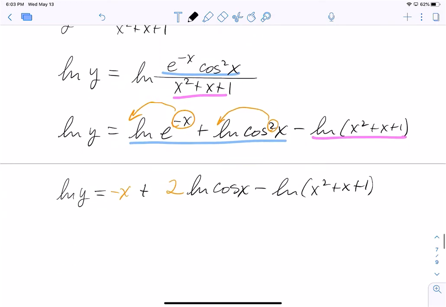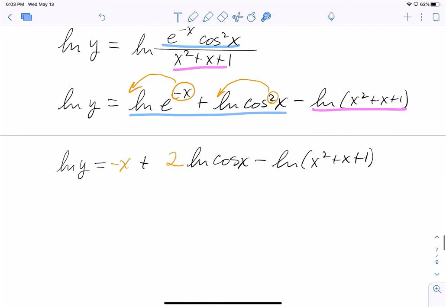Now this was the goal of using logs. Using properties of logs, we have now made this expression, we've expanded it, but we've made each term as simple as possible. Sometimes folks try to do this, they apply the log, and then they still use a quotient rule or something. I'm saying, don't do it. Wait till you have everything, each term, as simple as possible.